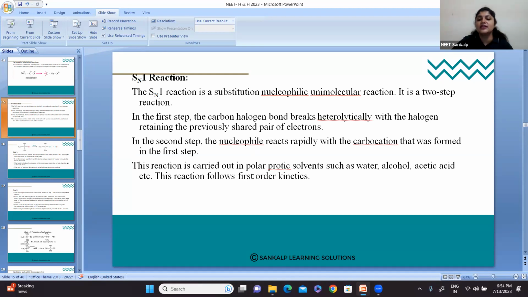And in the second step, the nucleophile will react rapidly and attack the positively charged carbocation which is formed in the first step. Here polar protic solvents are used. What do you mean by polar protic? Protic means there will be availability of H plus ions. The solvents are water, alcohol, acetic acid. These reactions follow first order kinetics.